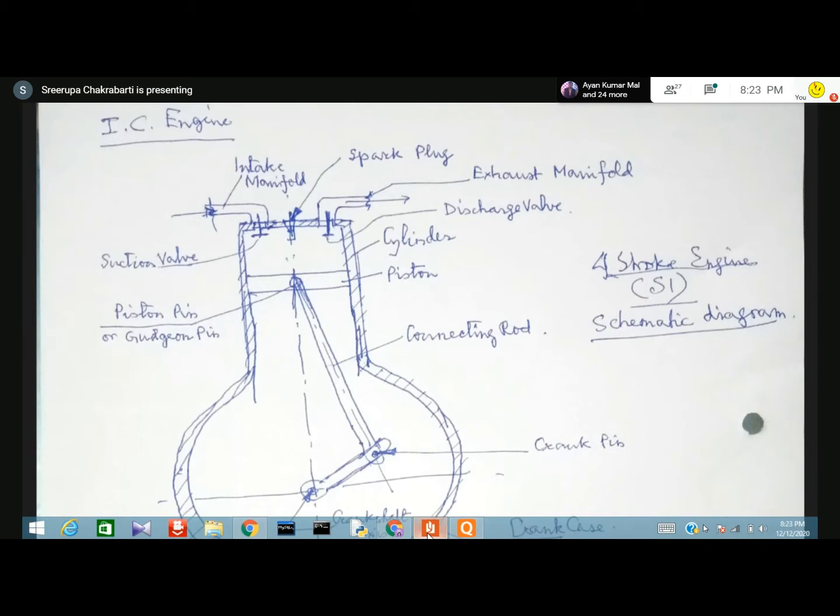The important thing is that the cylinder here is fixed. Why will the cylinder be fixed? The reason is that the cylinder is connected to the engine body. The engine body is fixed to a car. So the cylinder is not moving, it is fixed, and the piston is capable of moving up and down. Here I am saying up and down, that means the piston is moving along its axis, which is vertical. That is why it is called a vertical engine.